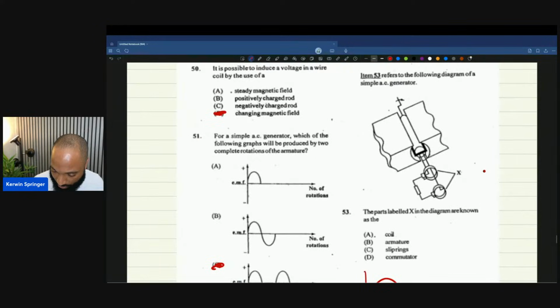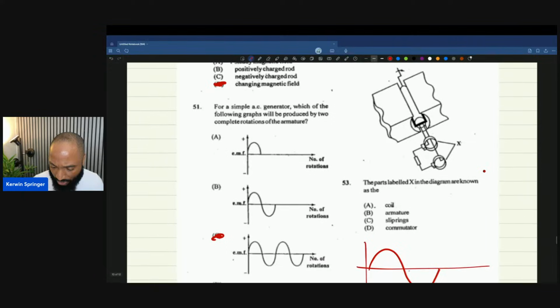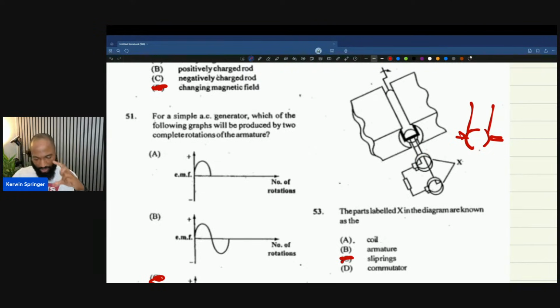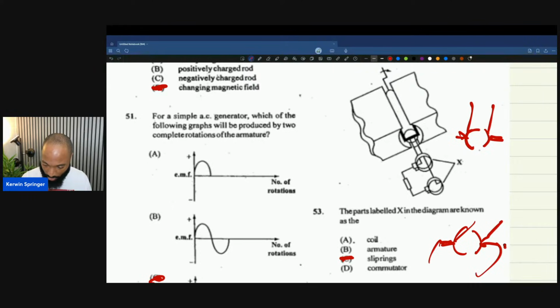And what more? We're coming down to the end and we reach 53. The part labelled X. Okay, so this is slip rings. If it was split rings, you would have seen a split. And the split rings are more like this, with the carbon brushes here, and this connected going so. From the time you see two of them, you know you're dealing with these slip rings. So if you see one setup like this, you know you're dealing with your split rings. So this one is for the motor, this one is for the generator.